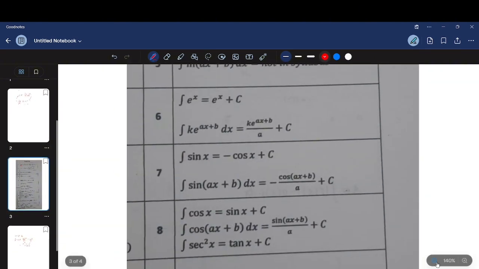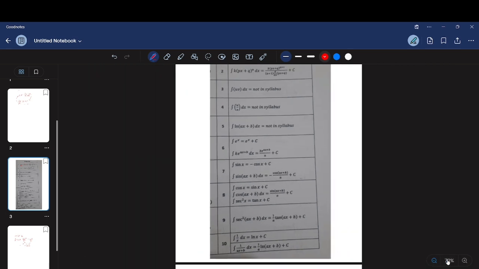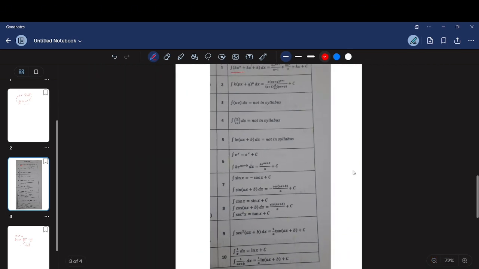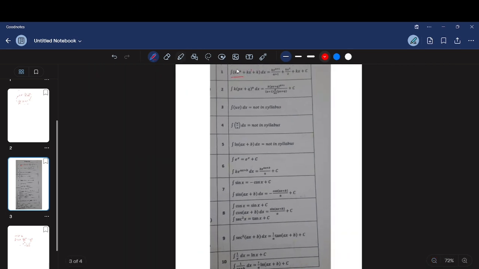Also, you have to memorize the formulas to be able to be an expert in integration. Thus, you can pause the video and take a screenshot, or you can just pause the video and try to memorize all these formulas in order to be an expert in integration.